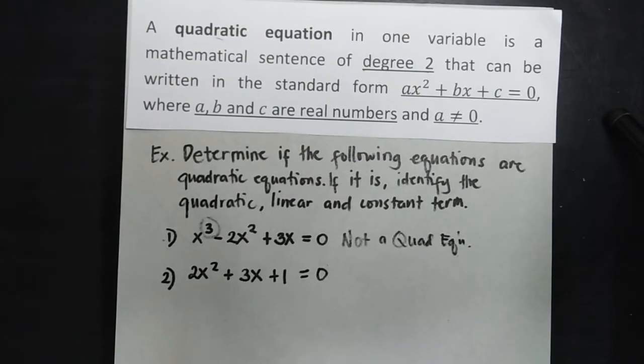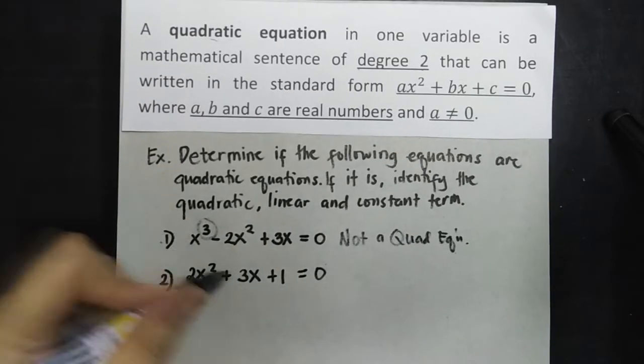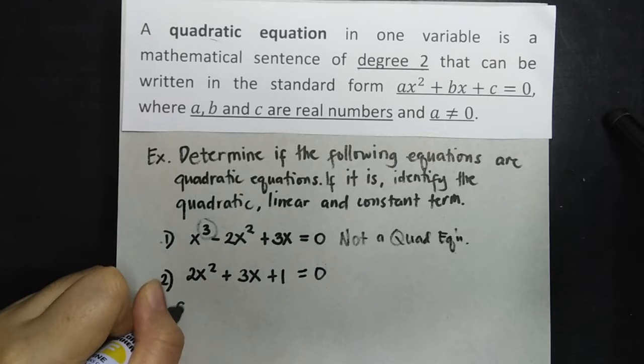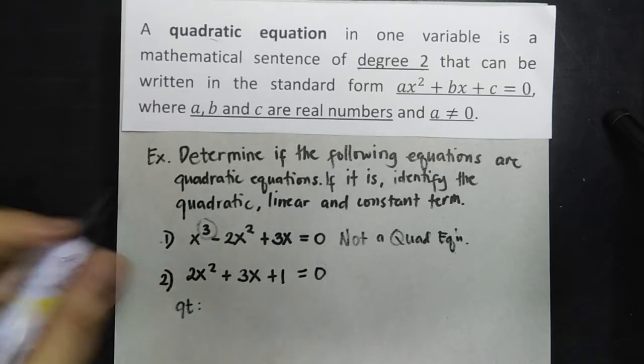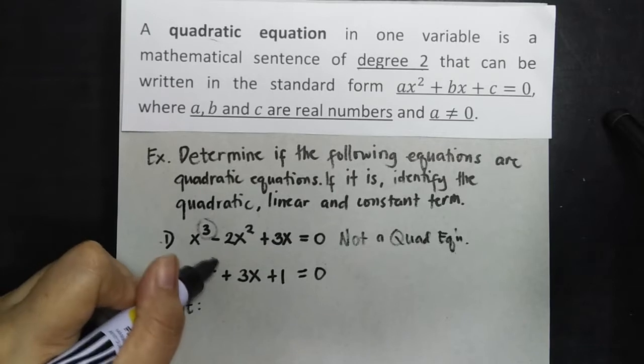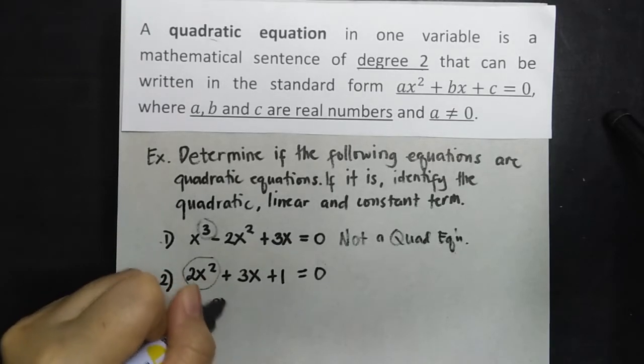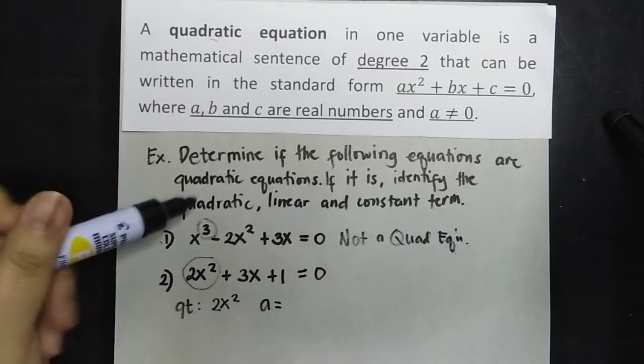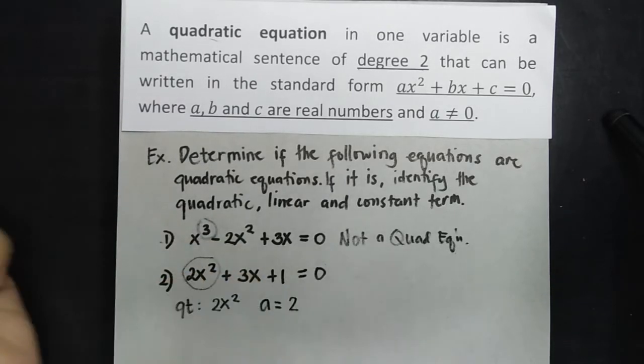While number 2 is obviously a quadratic equation and it follows our standard form. Now, as per our instruction, if it is a quadratic equation, identify the quadratic, the linear, and the constant terms. Since we have identified that this is quadratic, we will have the quadratic term represented by QT. So the quadratic term is this whole term right here. So we have 2x squared, which gives us the value of a, which is 2.